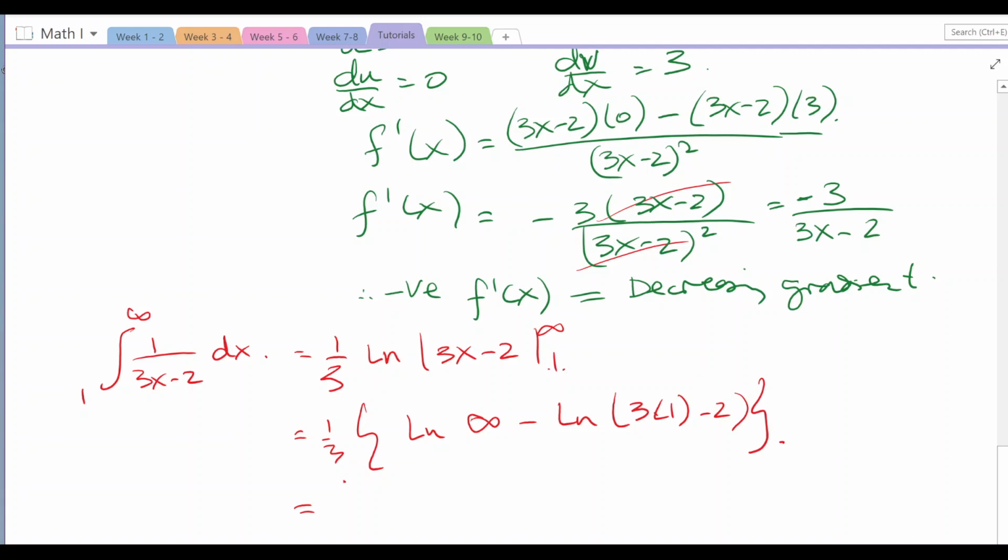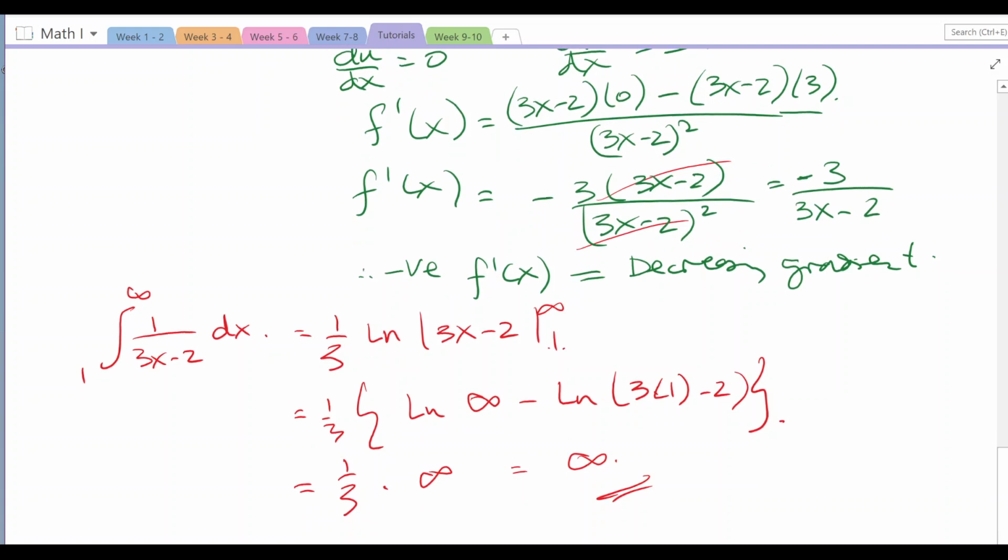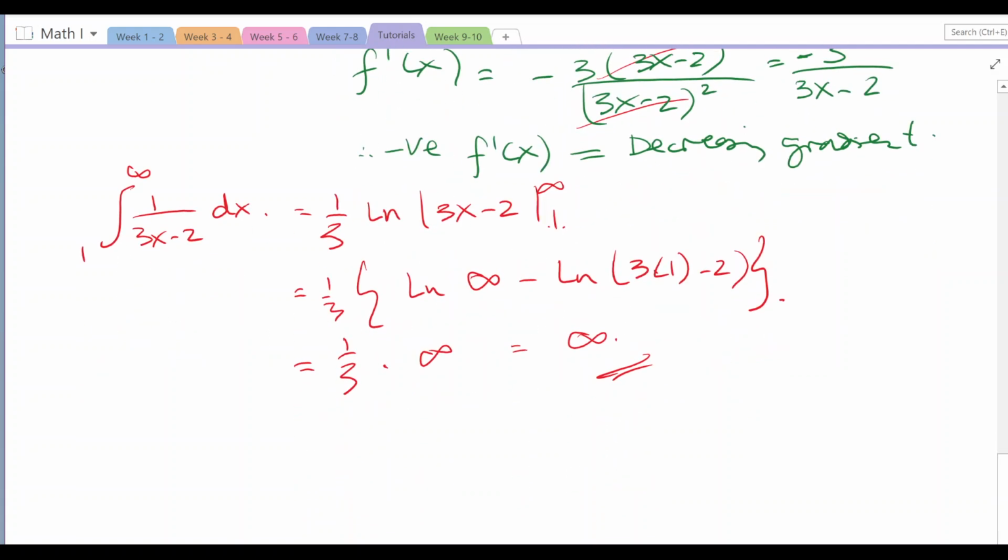So the result of this calculation equals 1 over 3 multiplied by infinity, minus ln 1, which is 0, so it equals infinity. So the result is infinity. In this case, by the integral test, it diverges, because the value of the series does not converge to a particular value, but instead diverges to infinity.